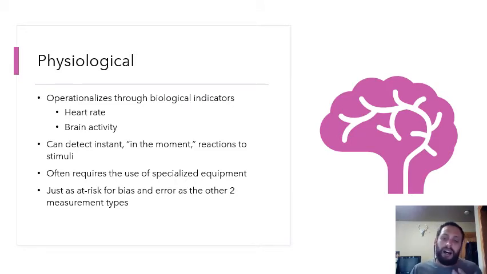Now, I think oftentimes people think that physiological indicators are the best, but they're just as at risk for biases and error as the other two measurement types. There's always error in counting someone's heart rate or brain activity, and so forth. Although there's very advanced technology, it doesn't necessarily mean we're in the clear. We didn't necessarily measure things appropriately without any bias just because it's a physiological measure.